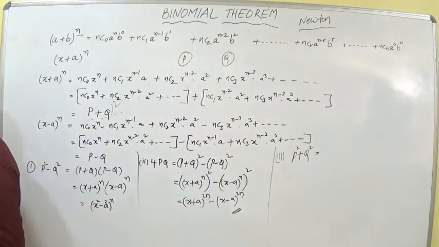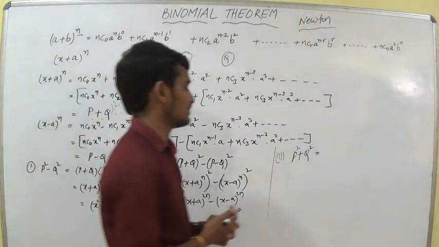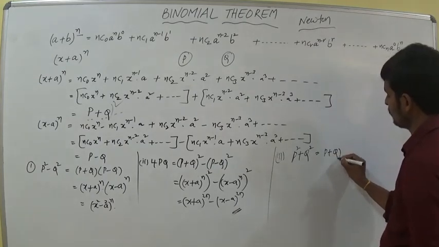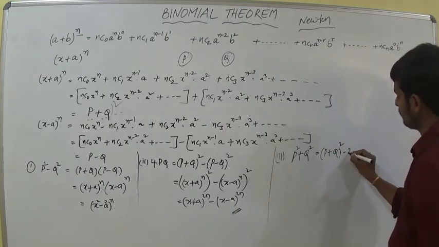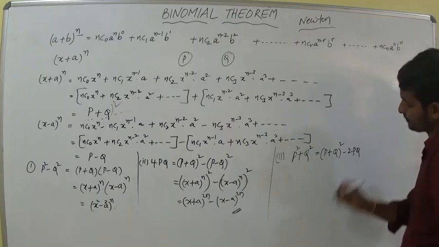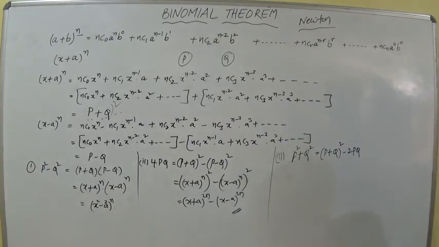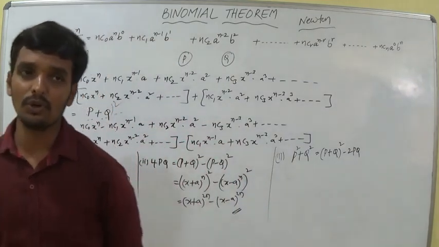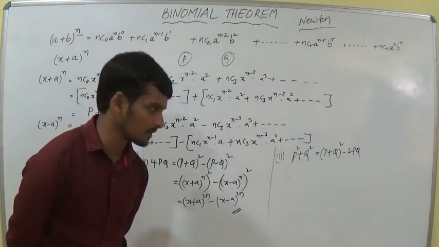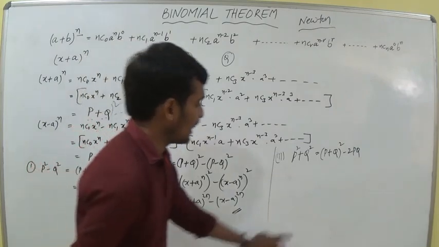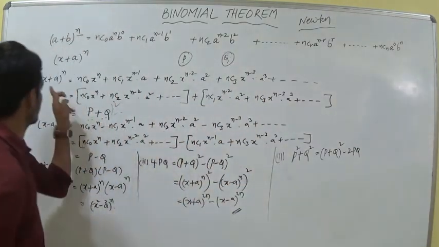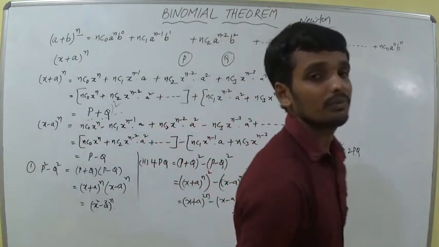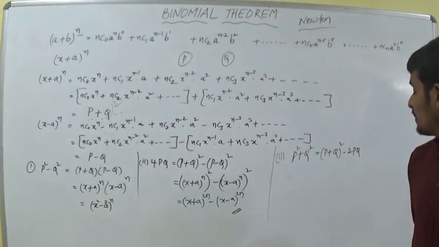So in this way we can simplify like this: p plus q whole square minus 2pq. How? P square plus q square plus 2pq, minus 2pq, cancelled. We are getting p square plus q square. Up to here, okay. We have the value of p plus q, here p plus q is x plus a whole power n. How can we get 2pq?